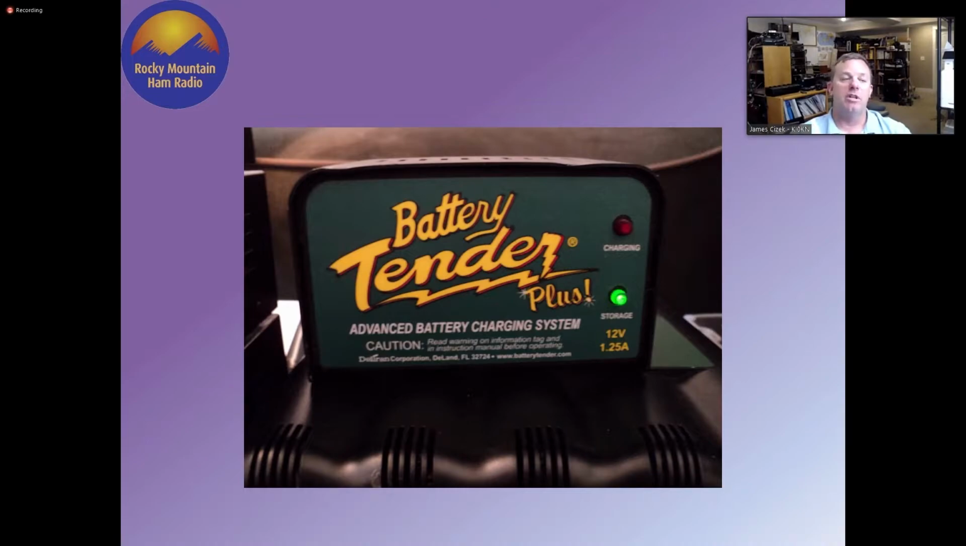That's the absorption, the bulk. When it goes to absorption, that green storage light will blink green as it's charging from 80 to 100%. And then once it reaches 100%, it goes solid green. So super simple, no meters, no switches, no anything. You just plug this thing in and leave it on your battery all winter long, whatever you're doing. When you're not using it, it's safe to leave these on.